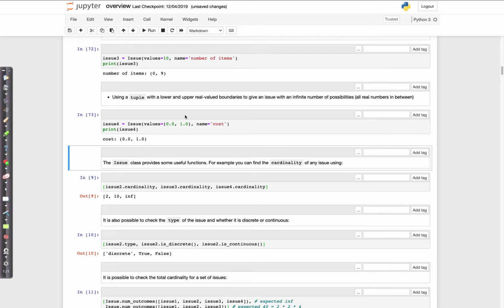Okay, and what is an outcome space? It is simply a list of issues. A list of issues is an outcome space. And the issue class gives you some useful functions. For example, cardinality is used to find the cardinality of the issues. You know, the first one, to be or not to be, had a cardinality of 2. The second one, from 0 to 9, had a cardinality of 10. But the third one, because that's a continuous issue, it has an infinite cardinality.